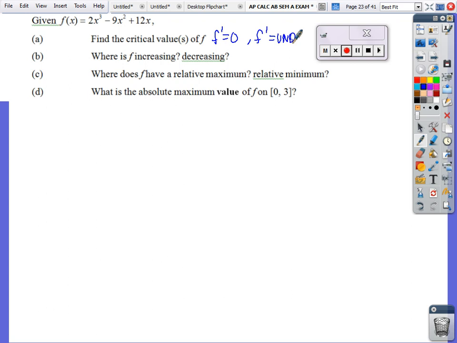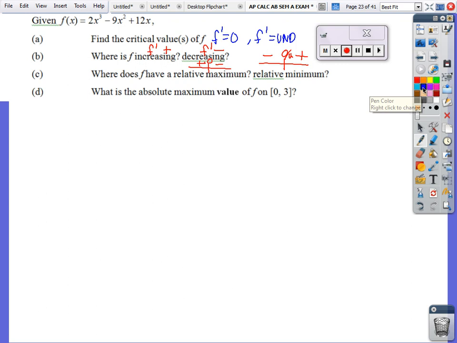We know that f increases anytime the derivative is positive. We know f decreases when the derivative is negative. We know we have relative maximums when the sign chart goes from plus to 0 or undefined and then minus, and then same thing here. And I'll put the u in this time. The sign chart there would go from negative to plus. All right, absolute max on 0 to 3 we're going to do all on its own.